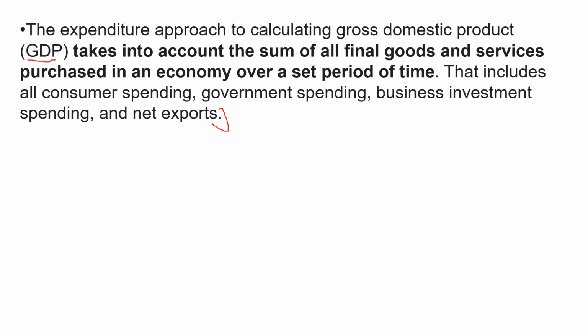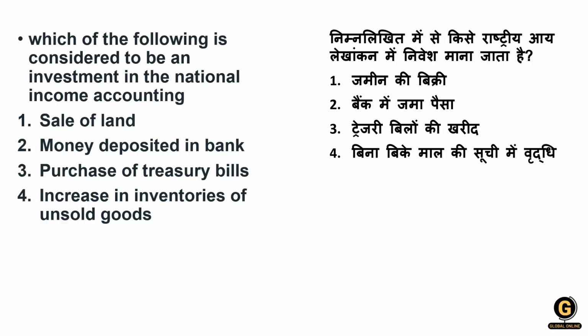The sum of all final goods and services purchased in the economy over a set period of time is called GDP. This is a small but meaningful definition of GDP, we can say. Okay, let's move to the next.